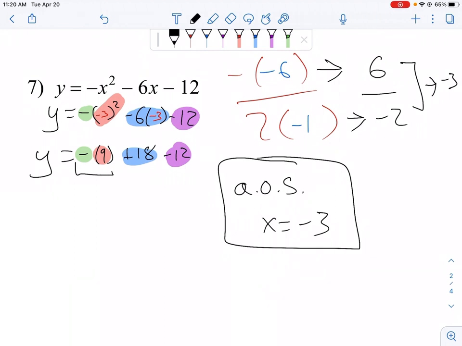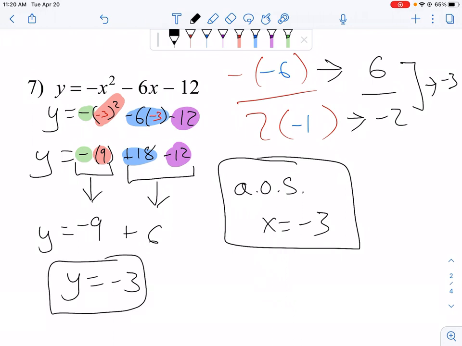Now I'm going to work out negative times 9, which makes negative 9. And I'm going to do 18 minus 12, which gives me positive 6. And then a negative 9 plus 6 is a negative 3. So for this one, when x was a negative 3, y is also a negative 3. And that's my vertex.